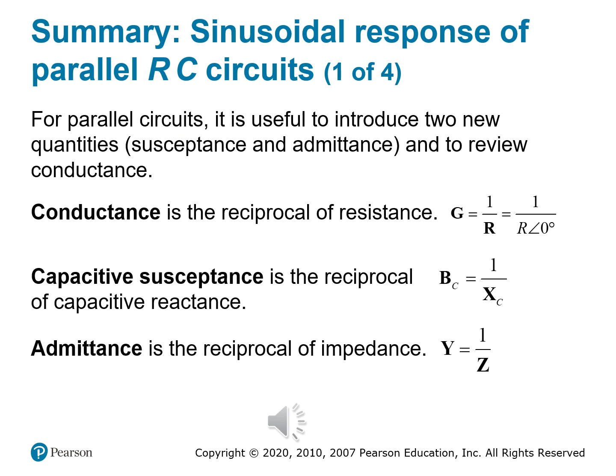So capacitive susceptance, B sub C. This is the reciprocal of capacitive reactance. Capacitive susceptance is the reciprocal of capacitive reactance. By saying that 3 times, right? So B sub C is equal to 1 divided by X sub C.